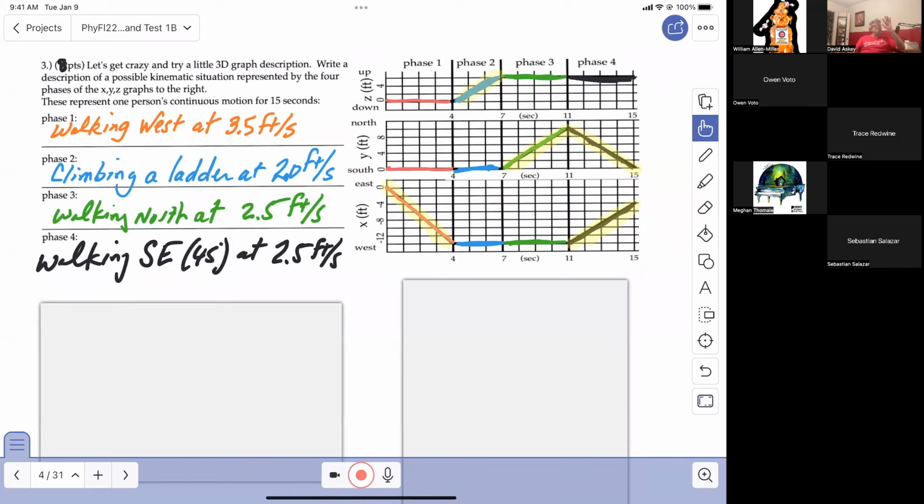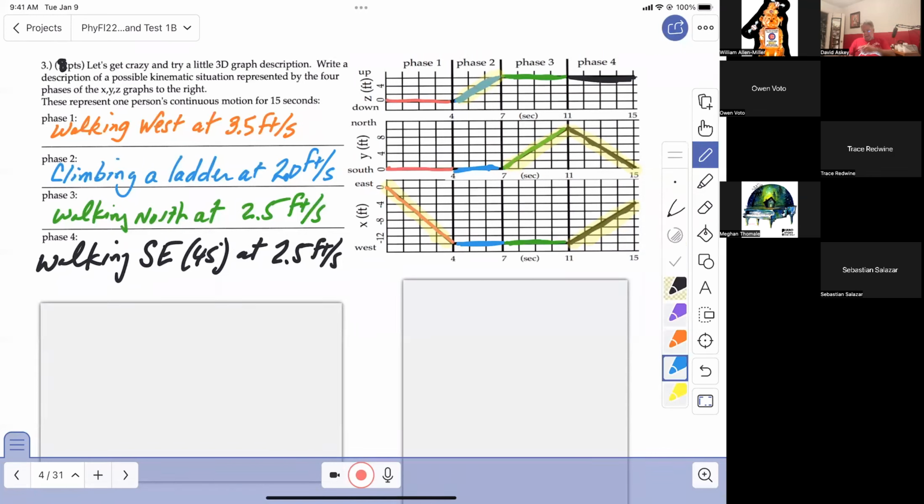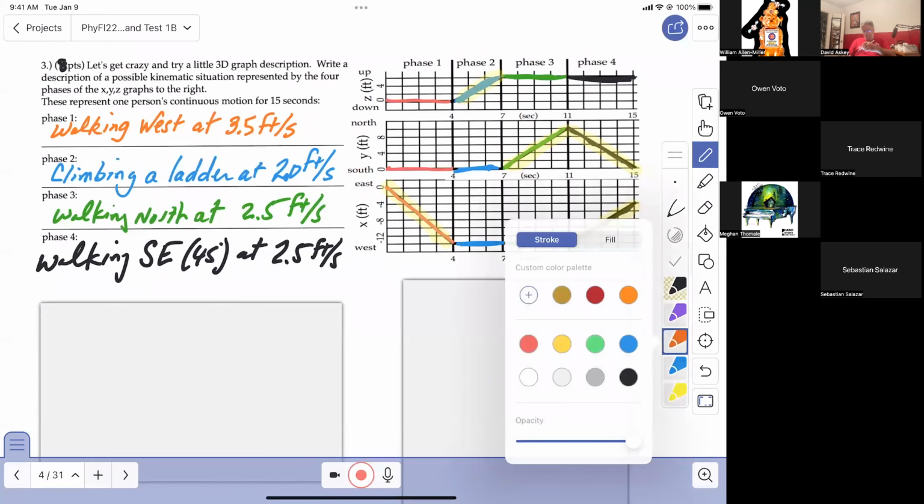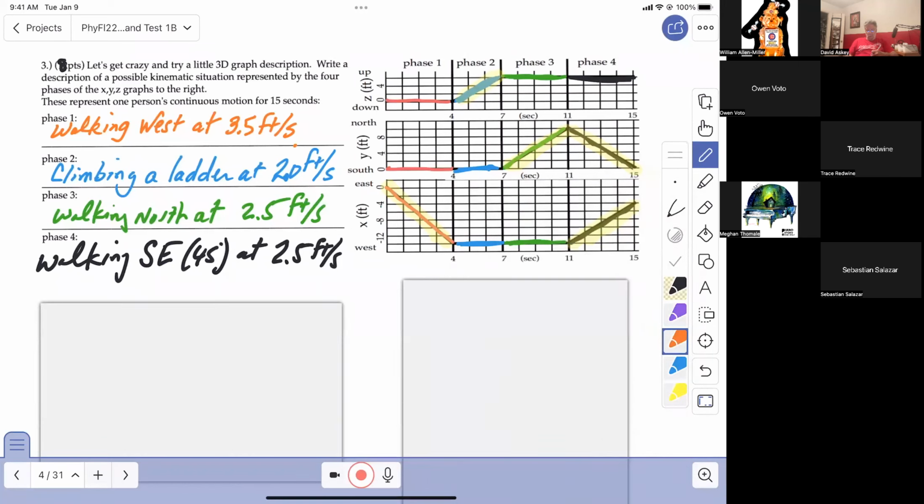Let's go back to that iRoof thing. On phase 1, I would say he's walking west at 3.5 feet per second, iRoof. East-west is X, so iRoof. You could have also said he was walking at negative 3.5 feet per second iRoof. That says the same thing.